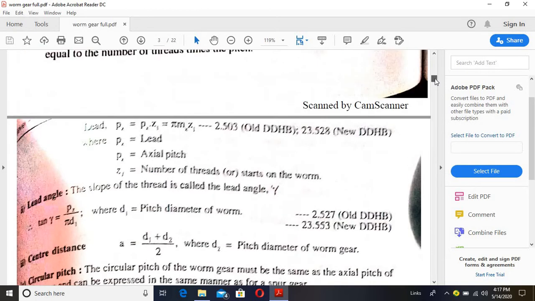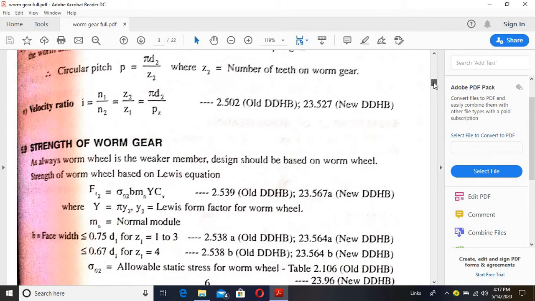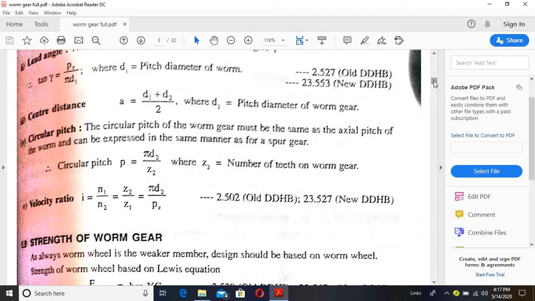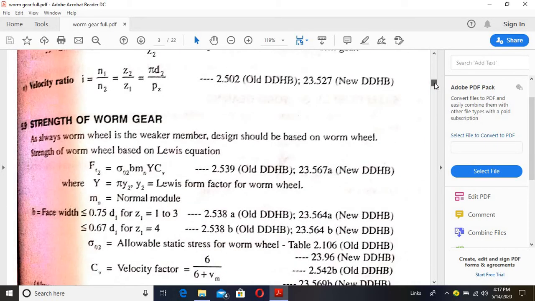So this is the summary of the nomenclature: lead angle, center distance, circular pitch and velocity ratio. Next we'll see the strength of the worm gears: how to calculate the strength of the worm gears, on what basis, and what are the formulas.